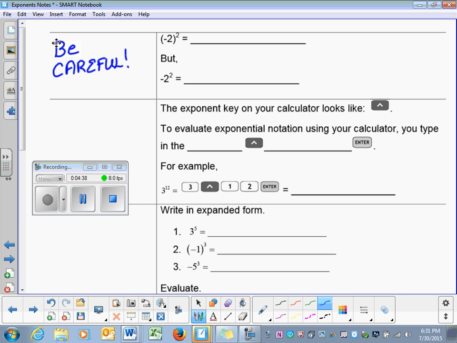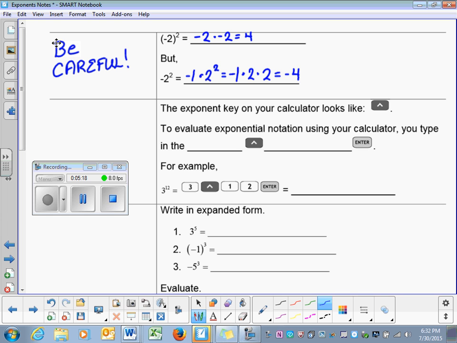The quantity of negative 2 to the 2nd power. Negative 2 is in parentheses. So that actually means negative 2 times negative 2. And our answer there is a positive 4. But this one really means negative 1 times 2 to the 2nd power, or negative 1 times 2 times 2, which is negative 4. Okay, very different. One gives you a positive answer. The other way of writing it gives you a negative answer because they have different meanings. Those parentheses make a huge difference.